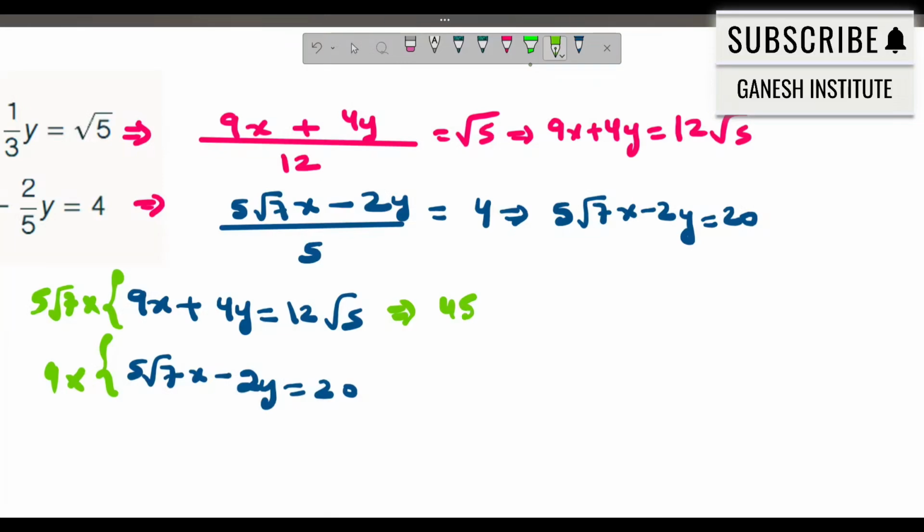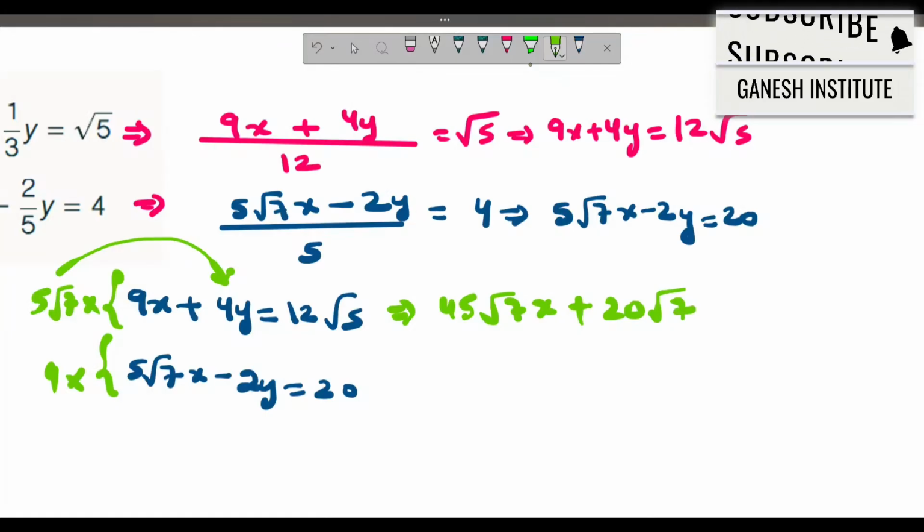45 root 7x. And then the same thing for plus 4y is equal to 12 root 5. This will be multiplied with everybody. Oh, right, it would also be multiplied there. So it would be 20 root 7y. Not x, it's y. This is multiplication. Okay, I'm sorry, I thought it was 7x. No problem.